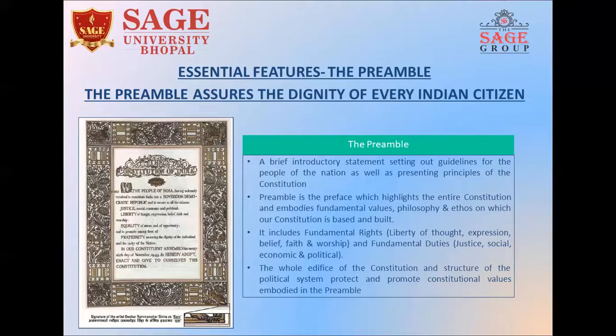Constitution. It starts with "We, the people of India." We are the people of India who are making this constitution. We are the people of India who will lead on to make this constitution work. Therefore, the preamble is a brief introductory statement setting out guidelines for the people of the nation as well as presenting the principles of the constitution. Principles means the principles of sovereignty, democratic republic, justice, liberty, equality, fraternity, all these.